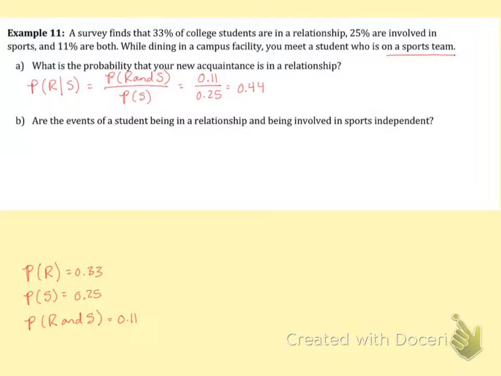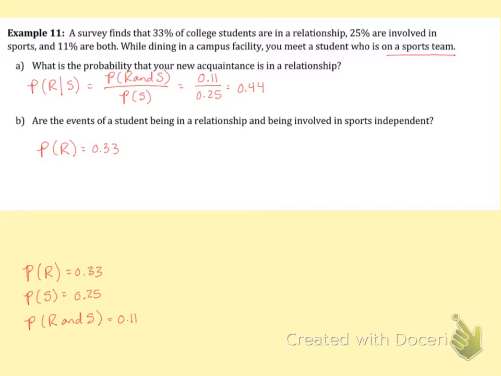The second part of this question says, are the events of a student being in a relationship and a student being involved in sports independent? So again, we want to know if one event affects the probability of the other. So we're going to choose one of these. I'm going to choose the probability that a student is in a relationship. From my information, I know that is 0.33.